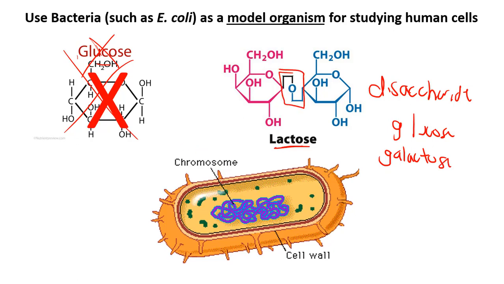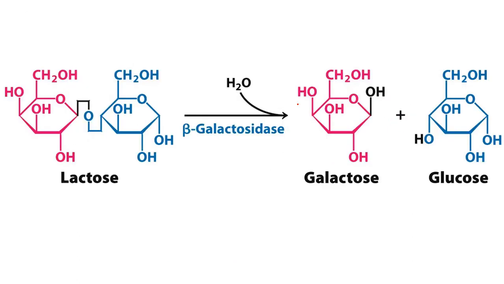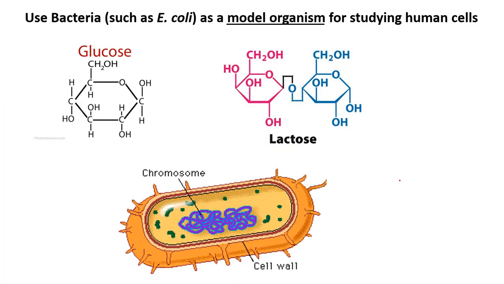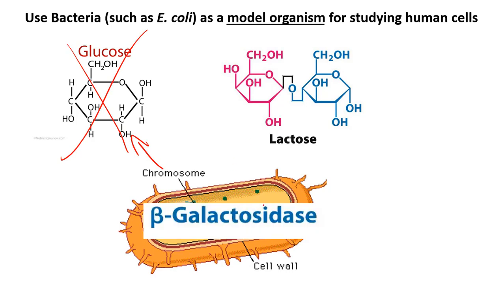So E. coli needs to make a special enzyme in order to break this bond. That enzyme is called beta-galactosidase. So beta-galactosidase is a special enzyme E. coli makes to break the bond in lactose and separate it into galactose and glucose. So when E. coli is eating glucose, its favorite food, it doesn't need to make any beta-galactosidase. But if it runs out of glucose, now it needs to make beta-galactosidase in order to digest the lactose.